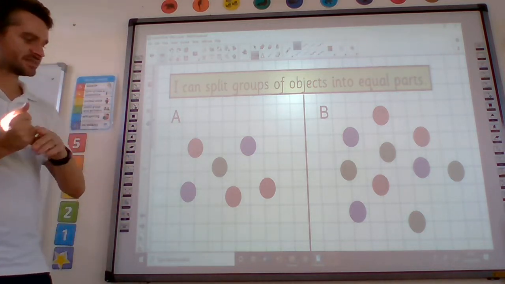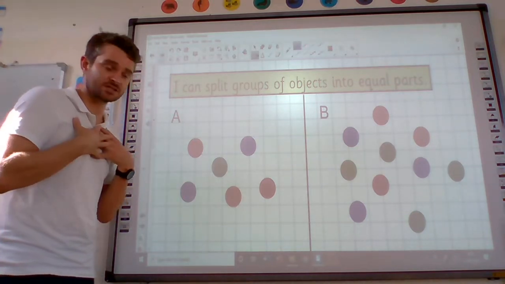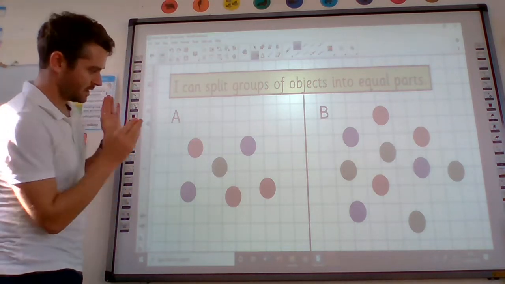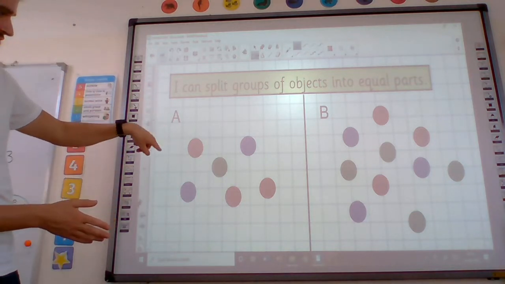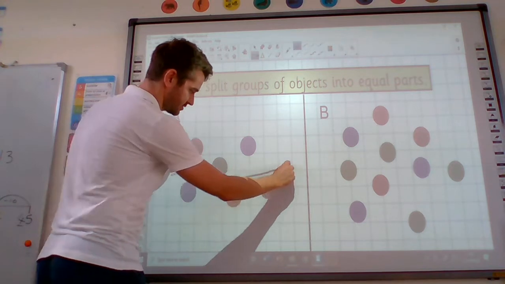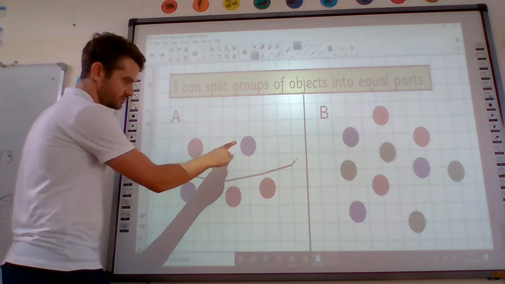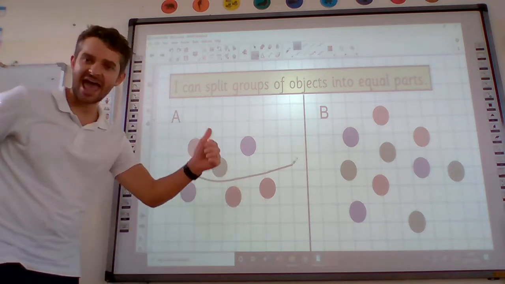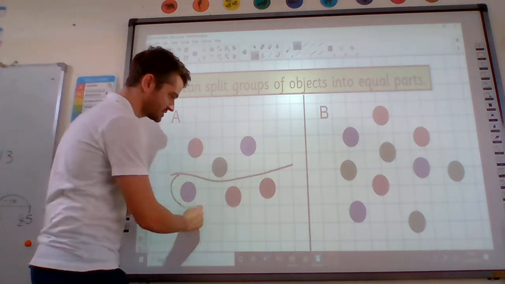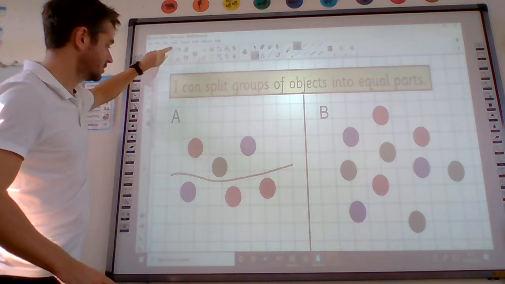Okay, lots and lots of ways to do this, so your way might be different to mine. I look at this and I can see 1, 2, 3, 4, 5, 6, and I can visualise a line going across here to make my two equal groups. 1, 2, 3, 1, 2, 3. Excellent, both the same, so I can circle one of the groups. You might have decided on a different way.